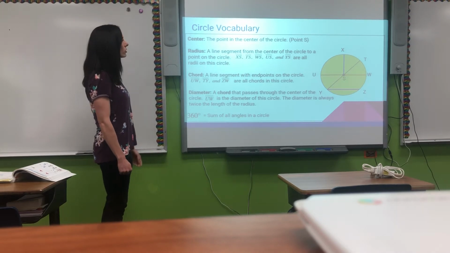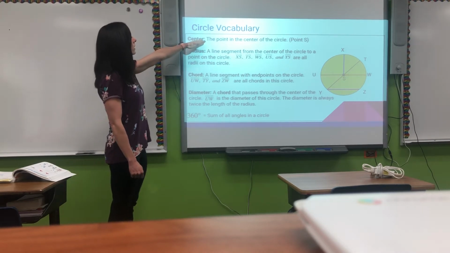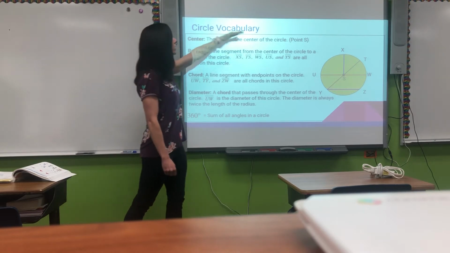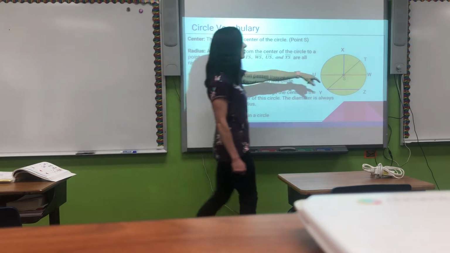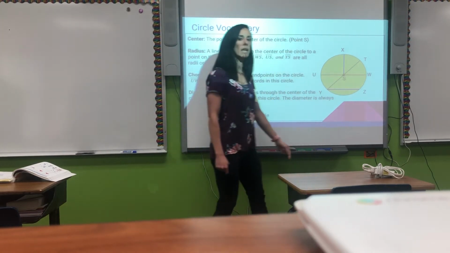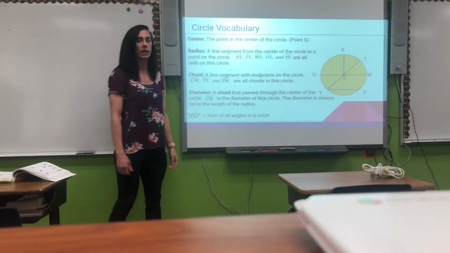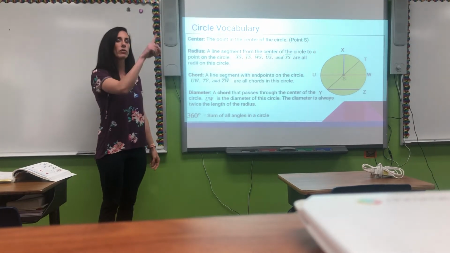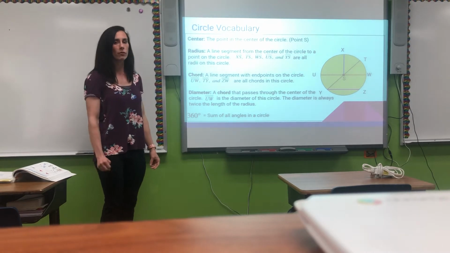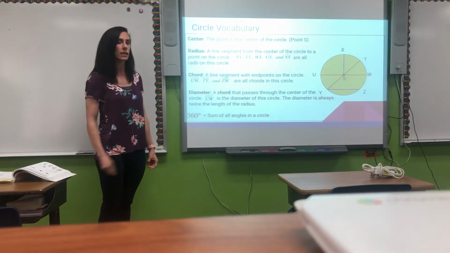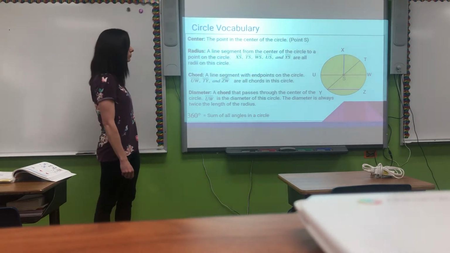So here's our circle. The center of a circle is the point in the center of the circle. So here it's point S. That's also how we name a circle. We talked a little bit about that yesterday, right? We put a dot with a circle around it, and then whatever point is in the center, we write that, and that's how we name our circle.